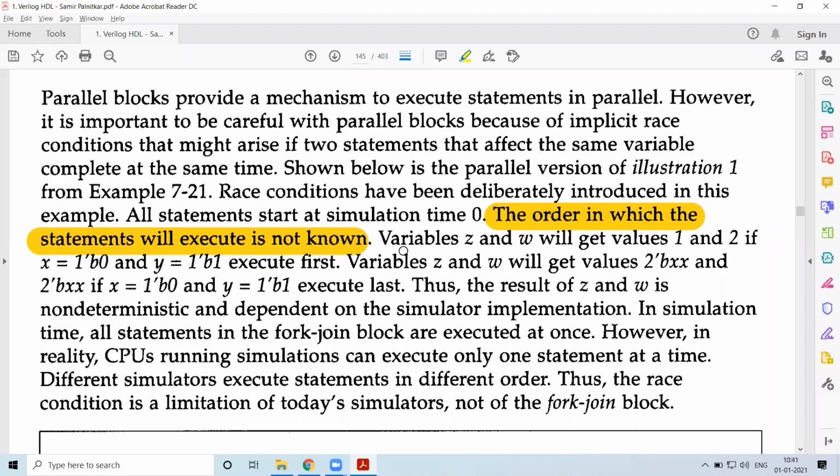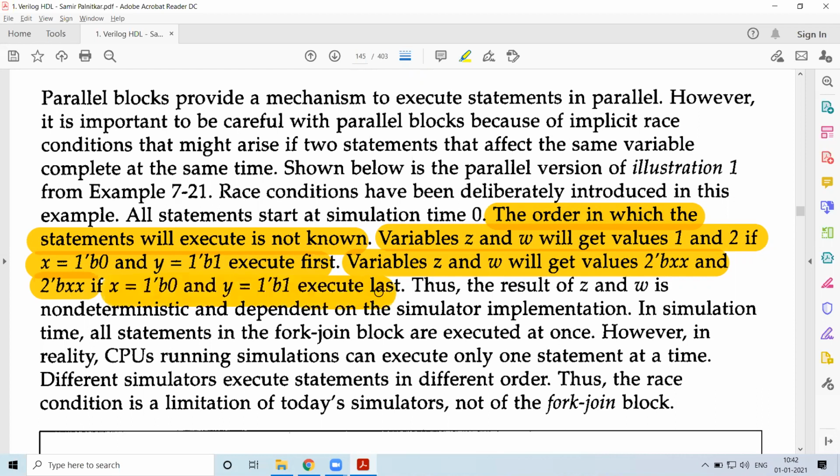So if I don't know the order, the values of z and w in the above statements can be changed. Now, if x and y get executed first and then the other variables are assigned the values, then z and w will be having 1 and 2, as I mentioned. But if z and w get executed first, then since x and y values are not known during that time, both will be having unknown values. These x's are the unknown values.